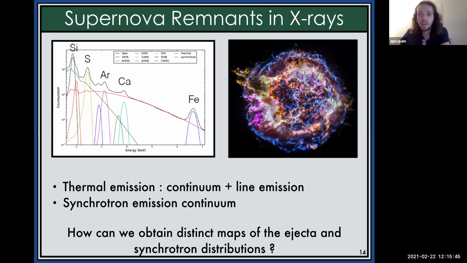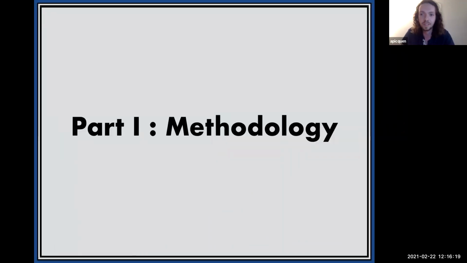And so the whole idea and the whole question of the method I want to introduce is being able to disentangle the different types of emissions inside of this kind of extended sources. So here for a supernova remnant, for example, we have thermal emissions that are continuum or line emissions, and synchrotron continuum emissions. And we would like to be able, for example, to see only the ejecta emissions or only the synchrotron emission without any pollution from the other ones. So I'll briefly present the methodology.